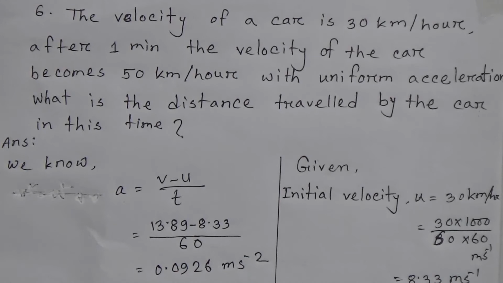That means s equals what? Here we are given initial velocity, final velocity and time. That means we have to find the acceleration first. Acceleration a is equal to v minus u divided by t, and by easy calculation we find the acceleration is 0.0926 meter per second square.